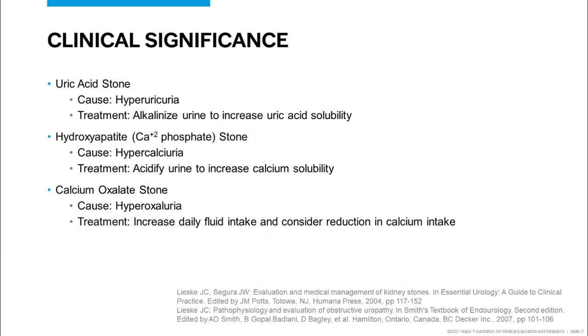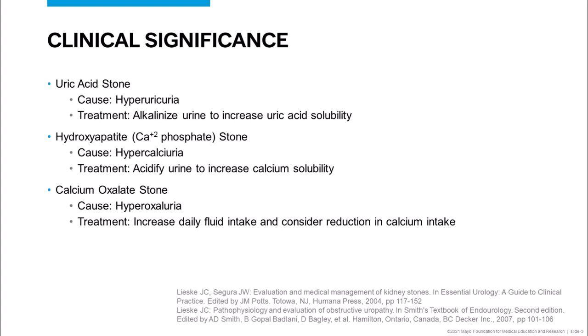Now, what's the importance of identifying all these individual components? Well, one of the things I told you is that we want to prevent the recurrence of a secondary stone. And so based on the constituents, we can understand the underlying cause or mechanism of why that stone formed, and also then the nephrologist can choose the appropriate treatment. So in the case of a uric acid stone, we would want to alkalize a patient's urine to increase uric acid solubility.